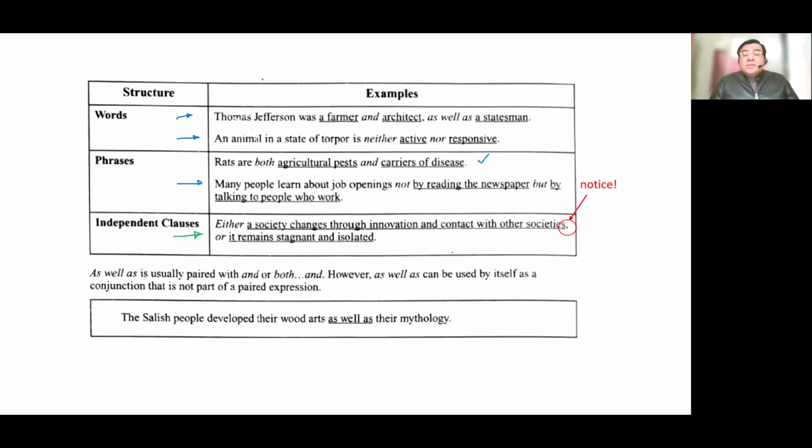All right, so now we see it is possible to use as well as also by itself as a conjunction that is not part of a paired expression. For example, the Salish people developed their wood arts as well as their mythology. Here, as well as is a conjunction standing for and in meaning, right? Their wood arts and their mythology.